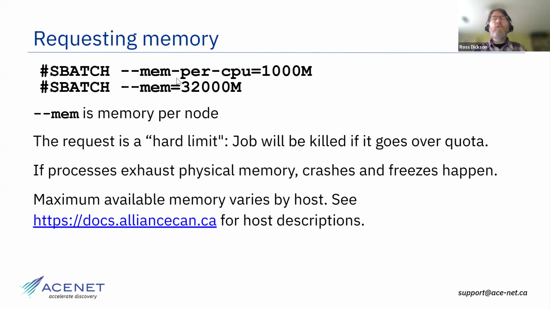The 2 ways to request memory from Slurm usually are either --mem-per-cpu, which is what it says, amount of memory per CPU core, or --mem. And that second one is actually amount of memory per node, per actual computer that's involved in your job. The memory request, like the time limit, is a hard limit. If a job tries to use more memory than it asked for, then it will be killed, generally.